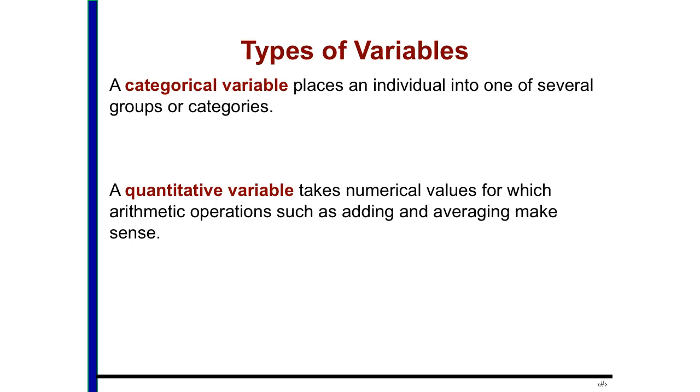Remember, we have two different types of variables. We have our categorical variable, which places our individual into groups or categories. Then we have our quantitative variable, which takes on numerical values for which arithmetic operations make sense. They are numbers where it makes sense to find the average of those numbers. For instance, height and weight: it makes sense that we could find the average height or the average weight.